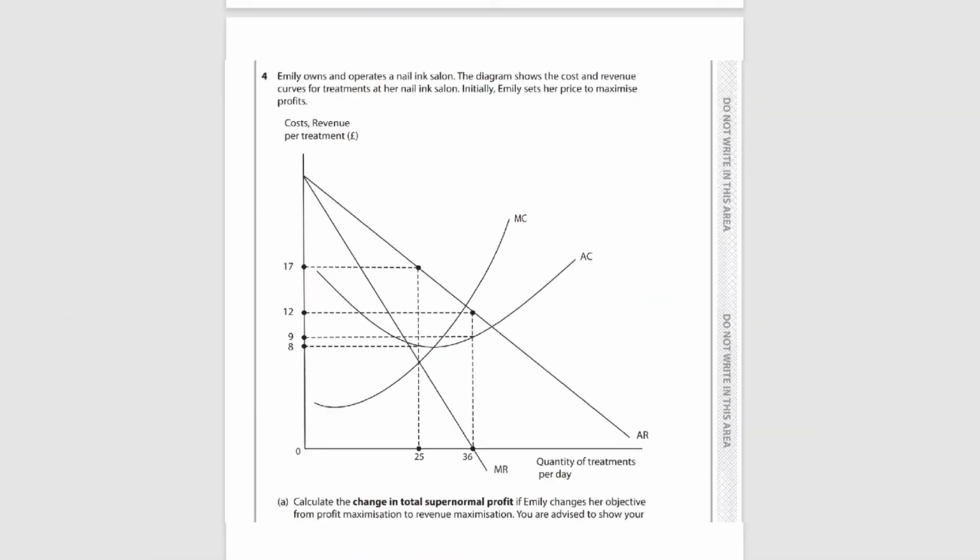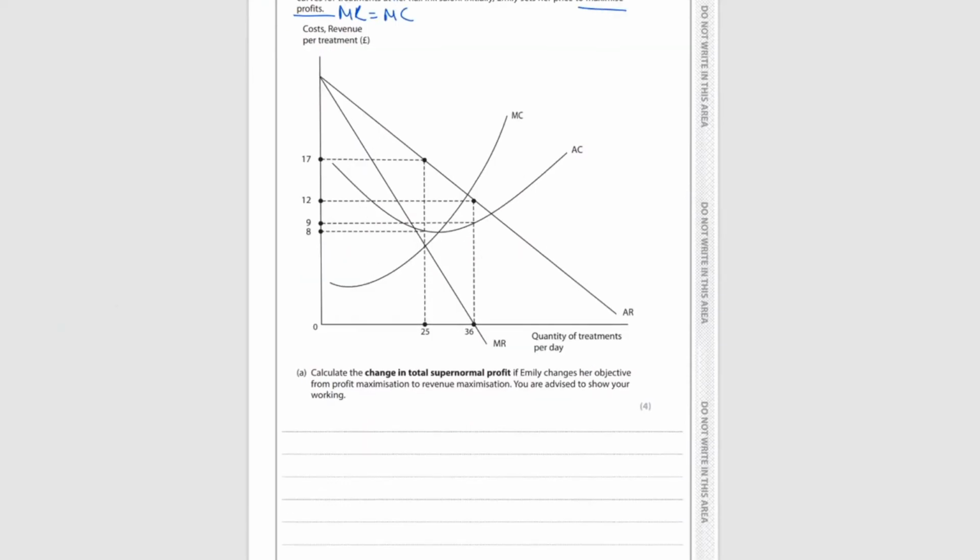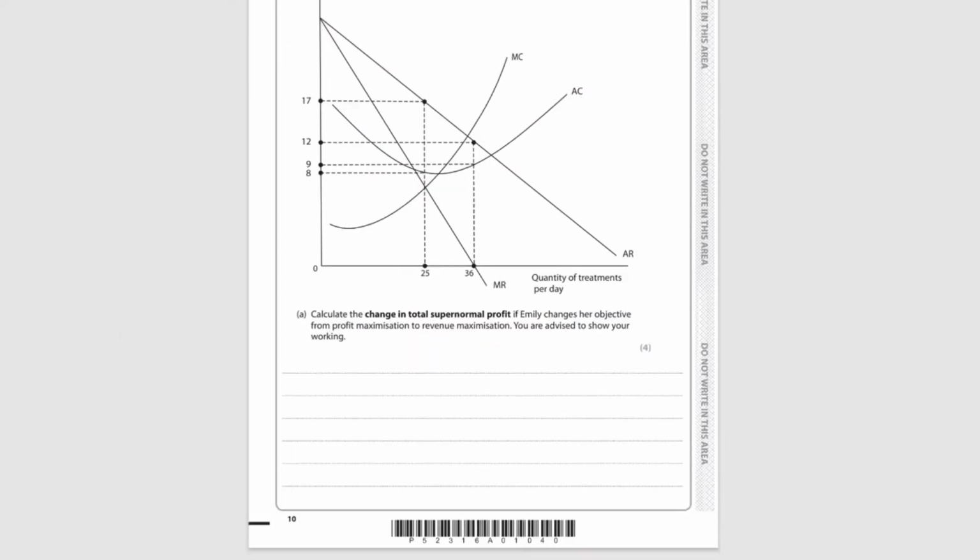Here we go. Okay, so here, Emily owns and operates a nail salon. The diagram shows the cost and revenue curves for treatments at her nail salon. Initially, Emily sets her price to maximize profits. Okay, maximize profits. That is going to be where MR equals MC. Calculate the change in total supernormal profit if Emily changes her objective from profit maximization to revenue maximization. Okay, well, that is where MR equals 0. You advise, show your working.